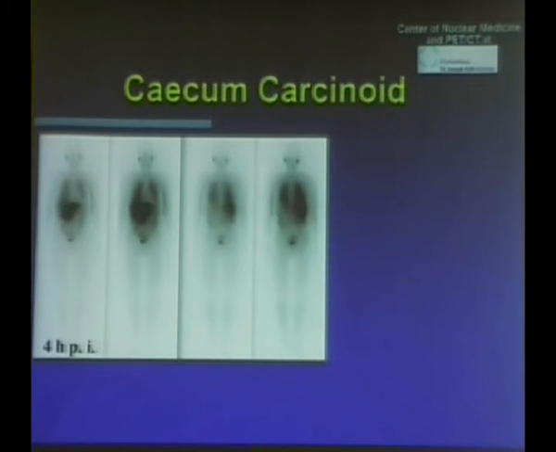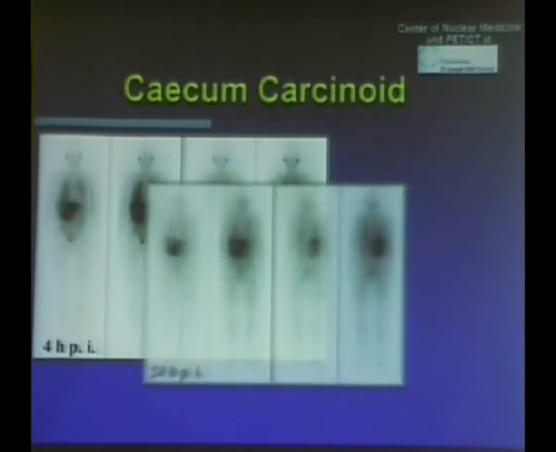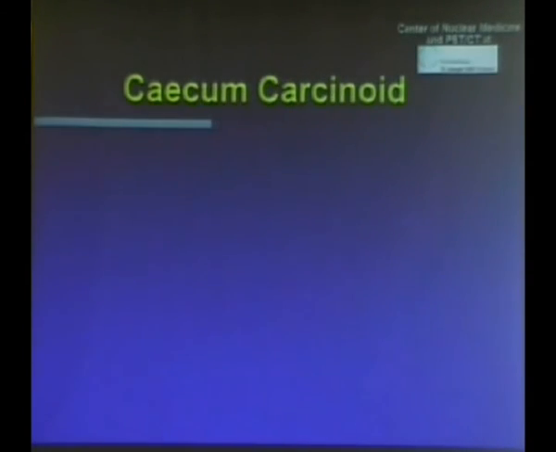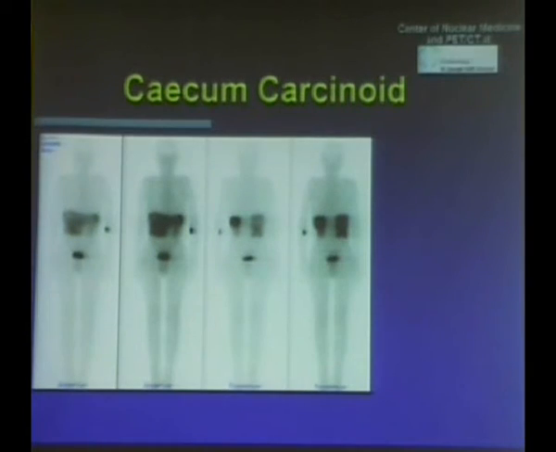This is an example of a patient with a resected carcinoid. We have performed the pictures 4 hours, 24 hours, and 48 hours after injection, and you can see that we have a tracer accumulation in the bottom of the right liver lobe. This was the metastasis of this carcinoid. But I told you we are always performing both the somatostatin receptor scintigraphy and the MIBG scan.